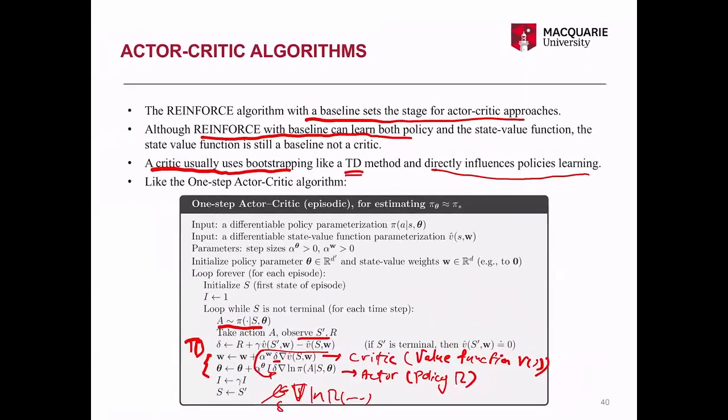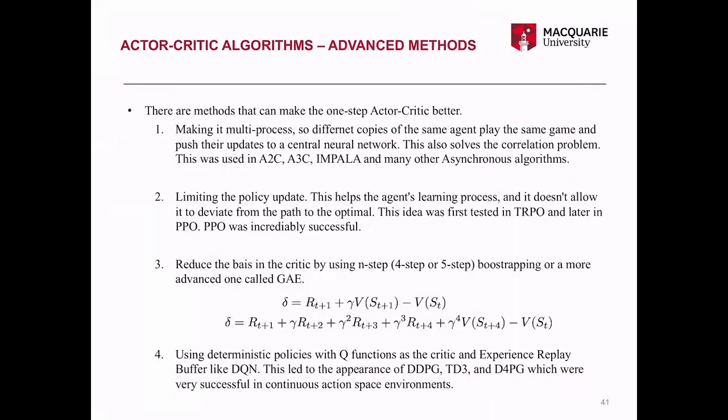Now, this is a very simple actor critic algorithm. You can do a lot of modifications and add a lot of stuff to it. And this is just a small summary of some of the advancements in recent years on actor critic algorithms. One modification that we can do is to make it multi-process. So different copies of the same agent play the same game and push their updates to a central network.